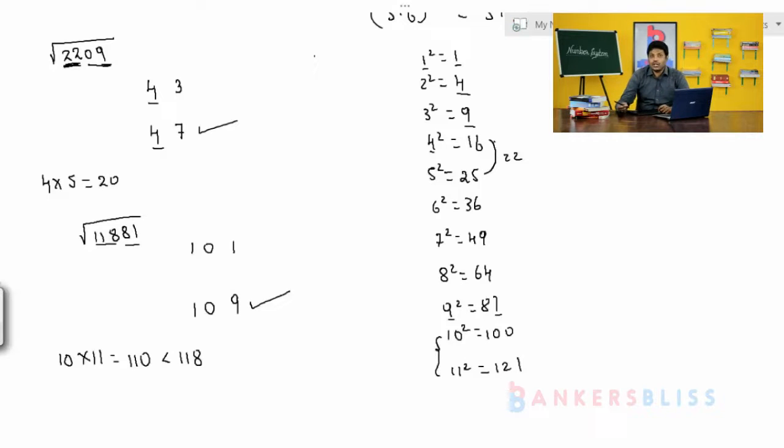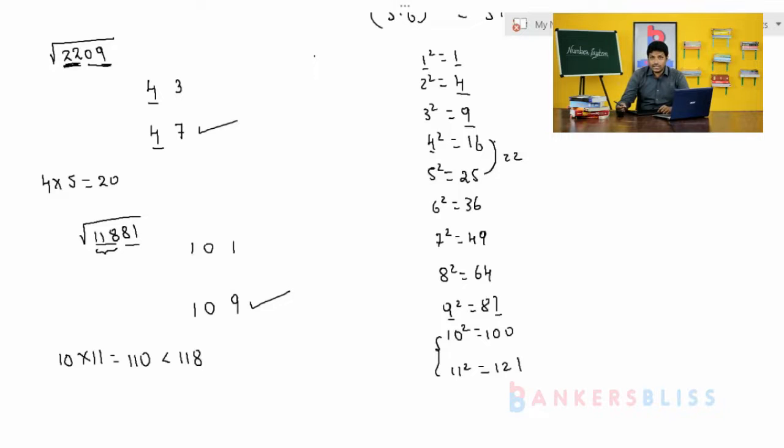So 10 into 11, the consecutive number we have to take, is 110. 110 is less than 118. Therefore, 118 is more than 110, so we have to consider the bigger number. Here the bigger number is 109.